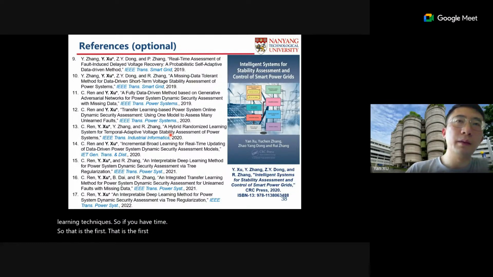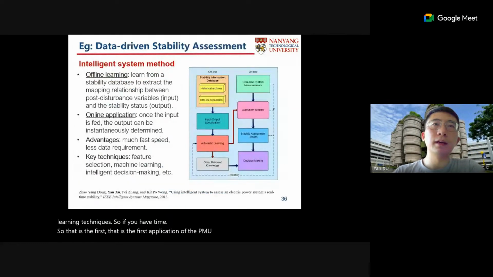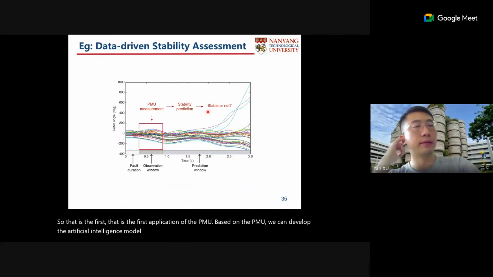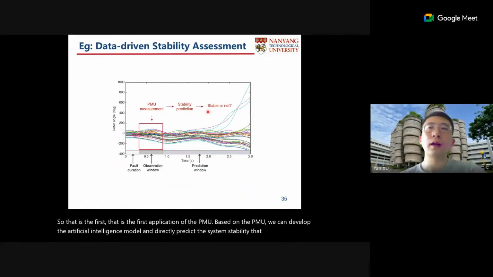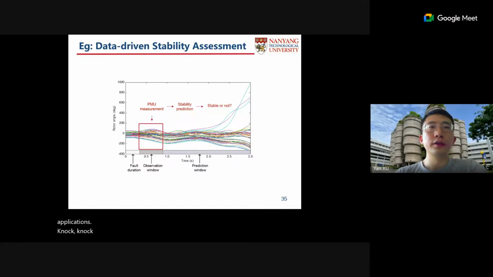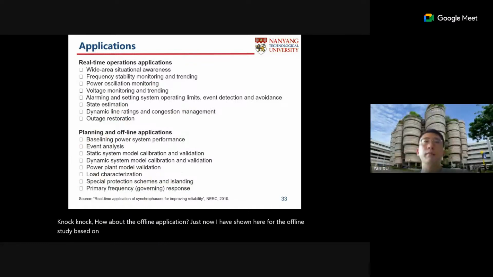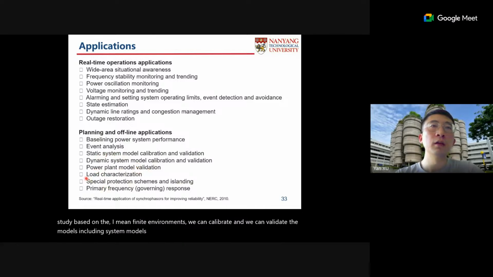Application of the PMU. Based on the PMU, we can develop the artificial intelligence model and directly predict the system stability. That is for the online applications. Now, how about the offline application? Just now, I have shown here for the offline study based on the dynamic environments, we can calibrate and validate the models, including system models, power plant models, and load models.